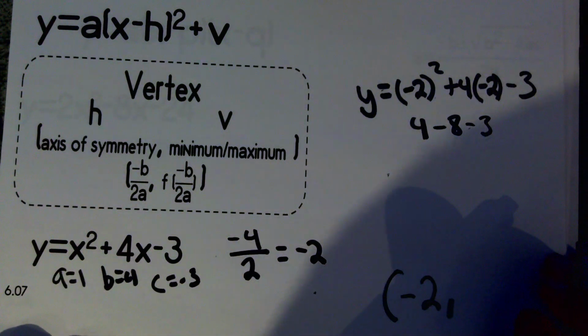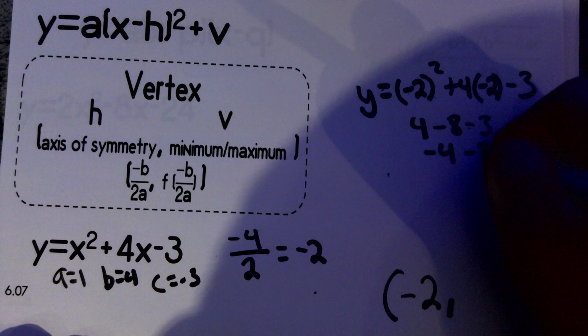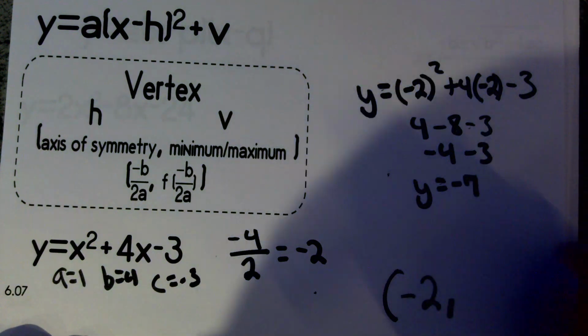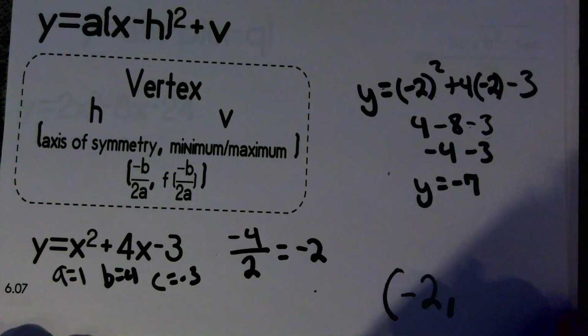4 minus 8 is -4, -3, I have a value of -7 for my v.